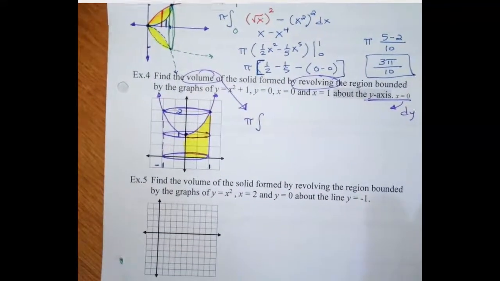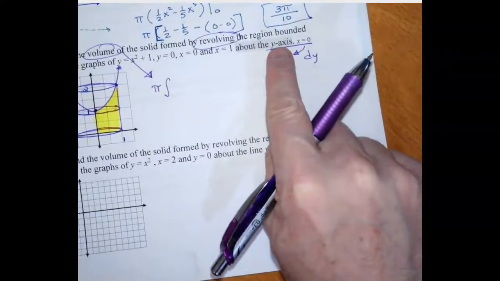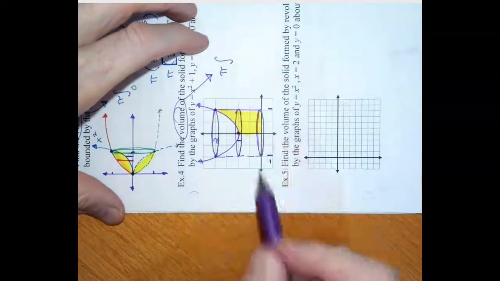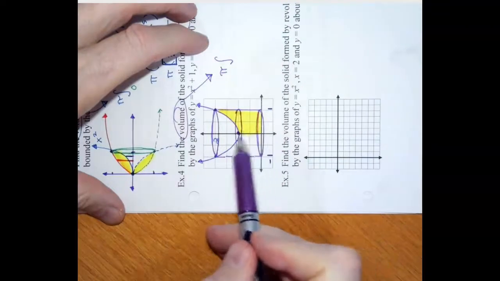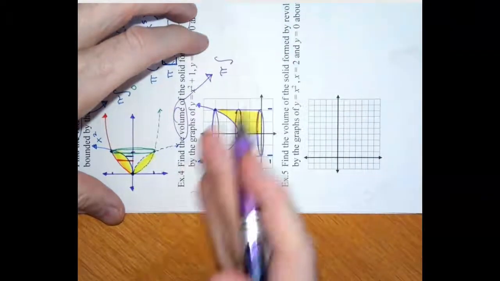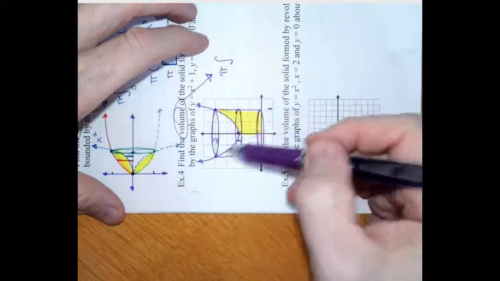Okay? So what we're looking at here is, because it says around the y-axis, which is x equals 0, we're going to go dy. So we're focused on it like this. Now, as you look at that, I hope you all see that the first, from 0 to 1, those are all disks. Those are all solid. Okay, and then once we get to 1, then they start to be washers because we have this bowl cut out.